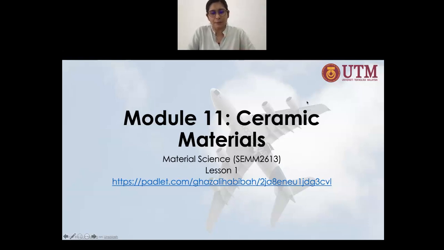For me personally, I feel like ceramic materials are always being underestimated. When we talk about ceramic materials, what comes to your mind? Normally, we will think about pottery, tiles, our mug, glasses like this. So a lot of engineers do not appreciate how superior these ceramic materials are.